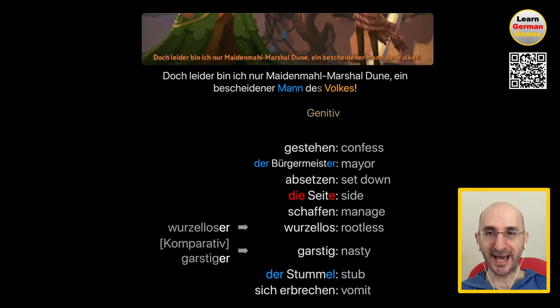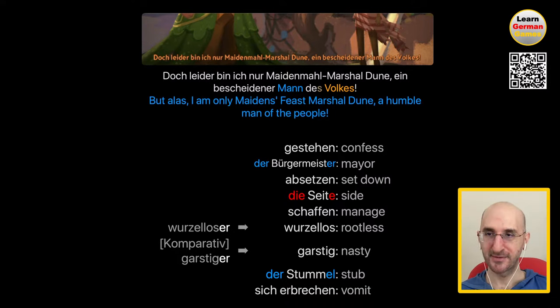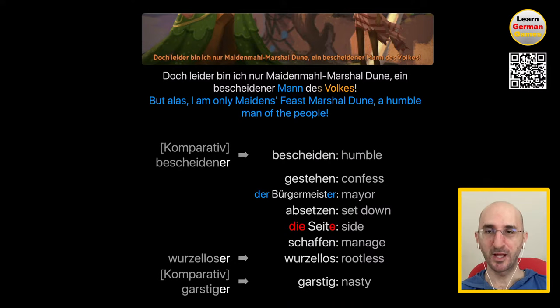Doch leider bin ich nur Meidenmal Marshal Dun, ein bescheidener Mann des Volkes. Bescheiden is humble. And just like we said in the beginning, whenever you have the nominative case, the subject with the verb to be here, and you have a masculine noun like here, man, you have to add an er to the adjective. This is why we have an er here. Also, doch leider, unfortunately, or alas, if you want to be more poetic, bin ich, the verb comes in the second position in the main clause, this is why bin is before ich.